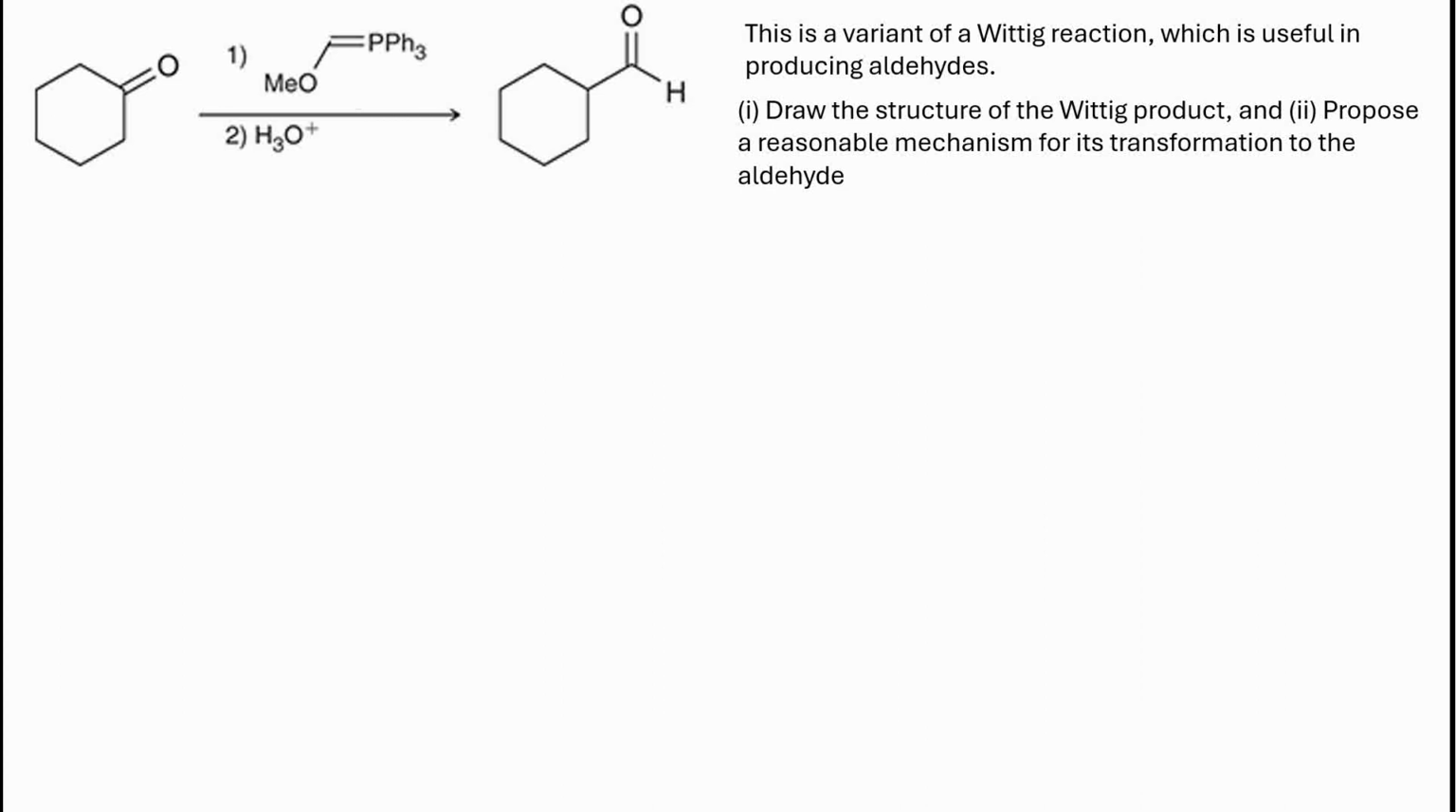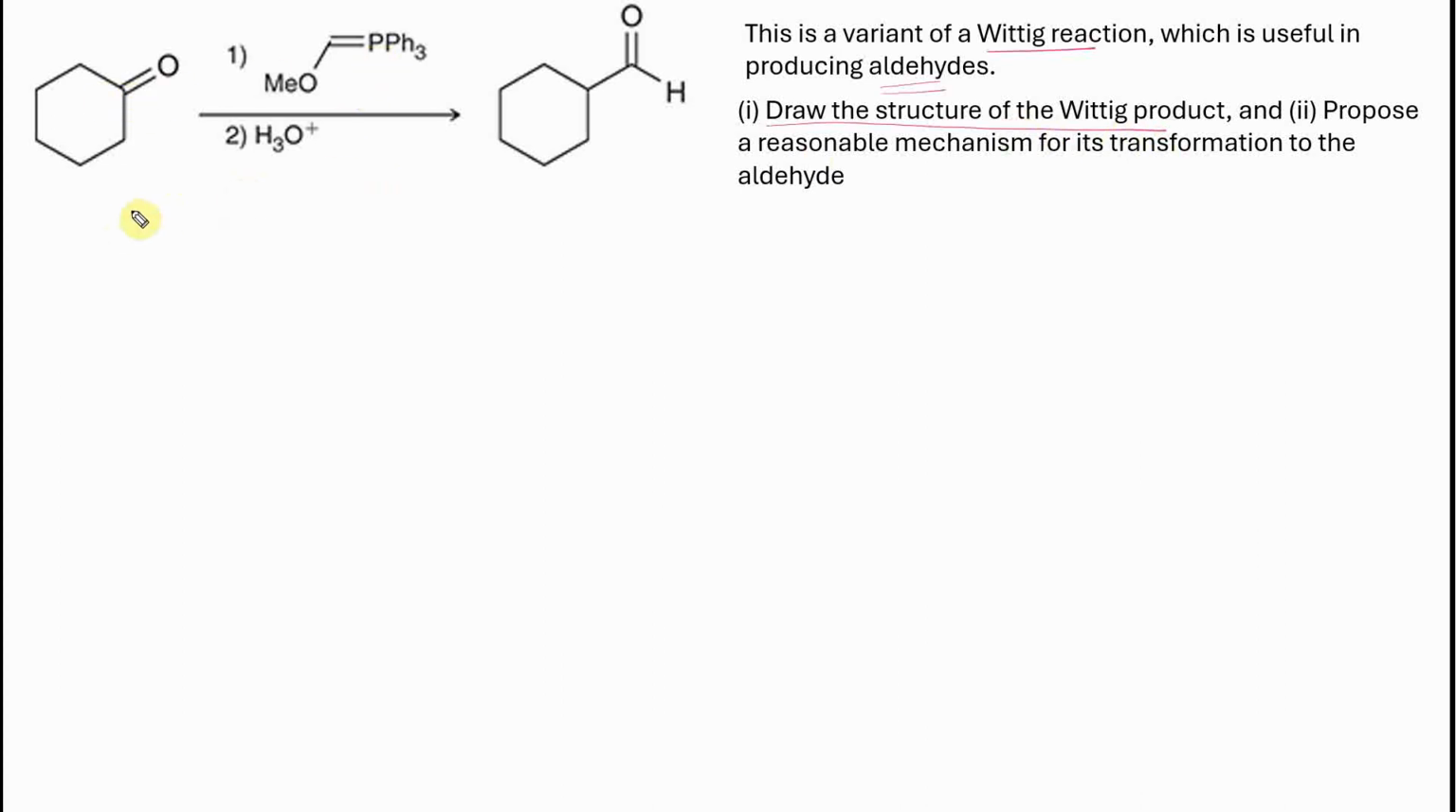In this problem, we are looking at a Wittig reaction and we are to propose a mechanism for the transformation of the Wittig product to the aldehyde. As the problem reads, this is a variant of a Wittig reaction which is useful in producing aldehydes. So draw the structure of the Wittig product going from the ketone here when it reacts with this ylide, and then when the product forms, you are going to allow that to react with the acidified water to produce this aldehyde.